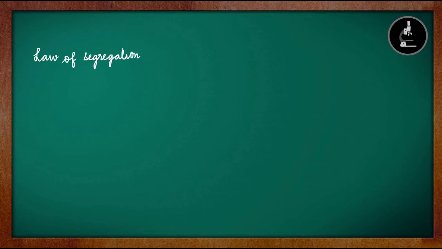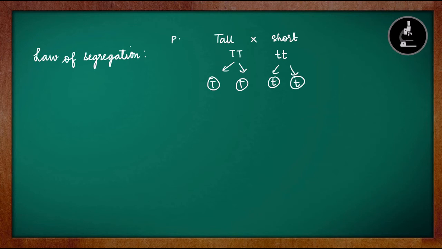What is this law of segregation? This also we can understand with the monohybrid cross. So we will take a monohybrid cross, tall plant crossed with short plant. Tall plant is capital T, capital T, short plant is small t, small t. What are the gamete possibilities? Capital T, here also small t. So this is the parent generation's gametes.